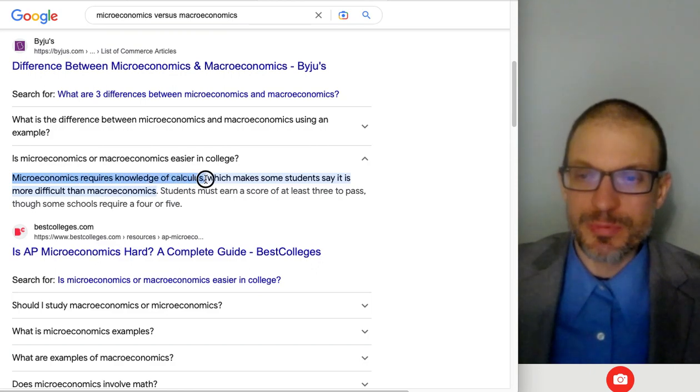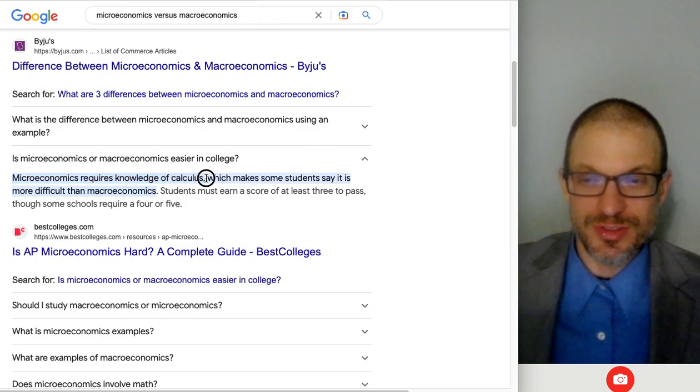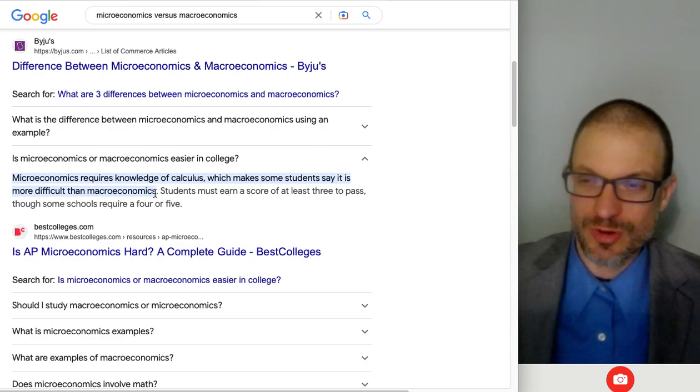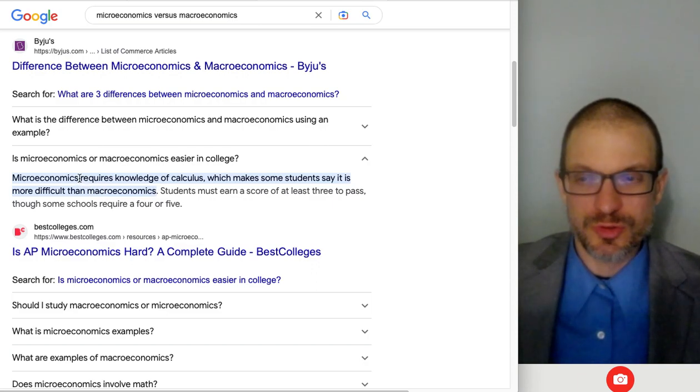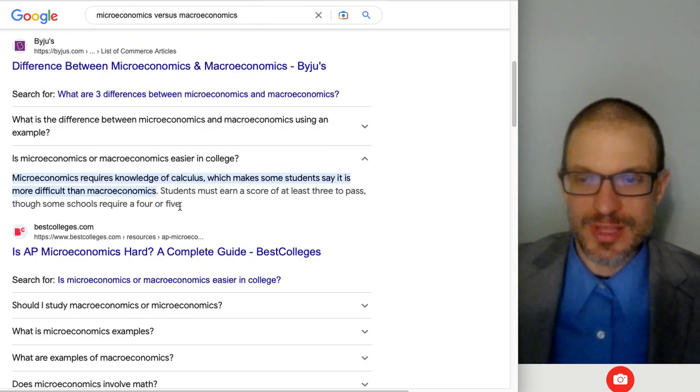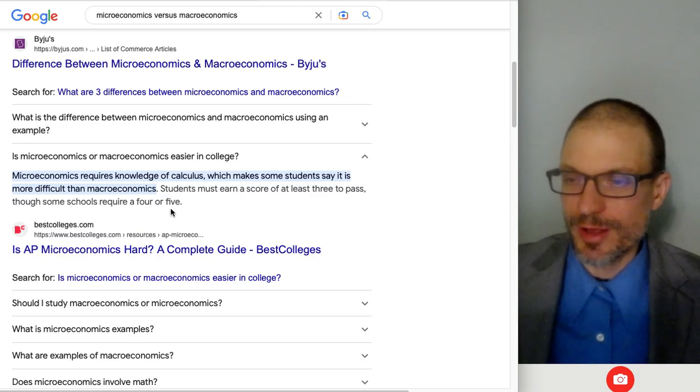Microeconomics at the principles level doesn't require calculus. At the intermediate level, you kind of need calculus for both, depending on how they would teach the intermediate macroeconomics course. Although microeconomics would rely more on calculus. At the principles level, though, calculus isn't a factor. So you just need basically college algebra.